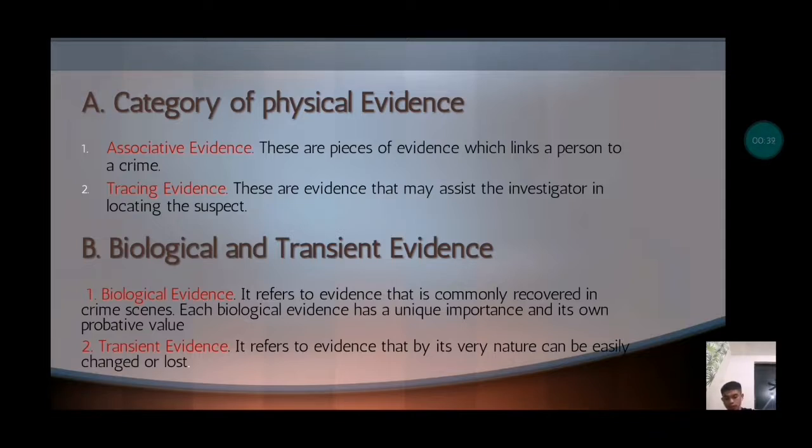Number two is tracing evidence. These are evidence that may assist the investigator in locating the suspect, such as aircraft or ship manifest, physician's or clinic records showing medical treatment of the suspect for injuries sustained in an encounter, and bloodstains recovered from the area traversed by the wounded suspect indicating the direction of movement. These are examples of tracing evidence.